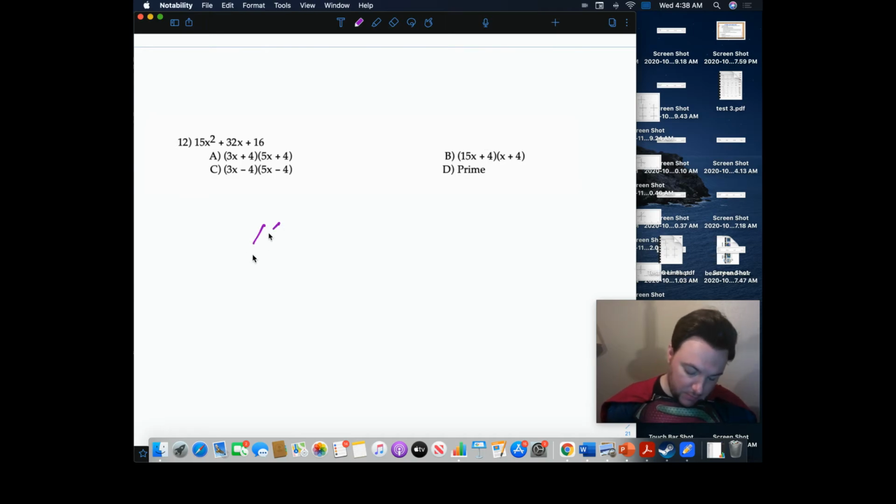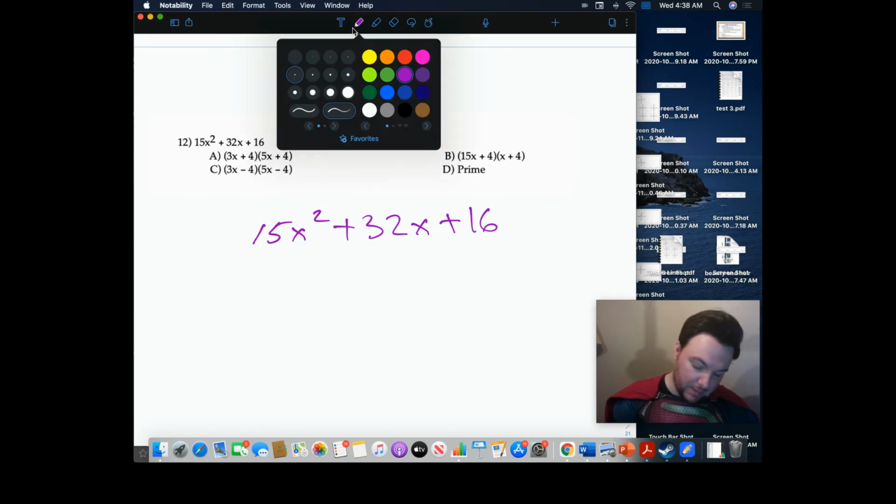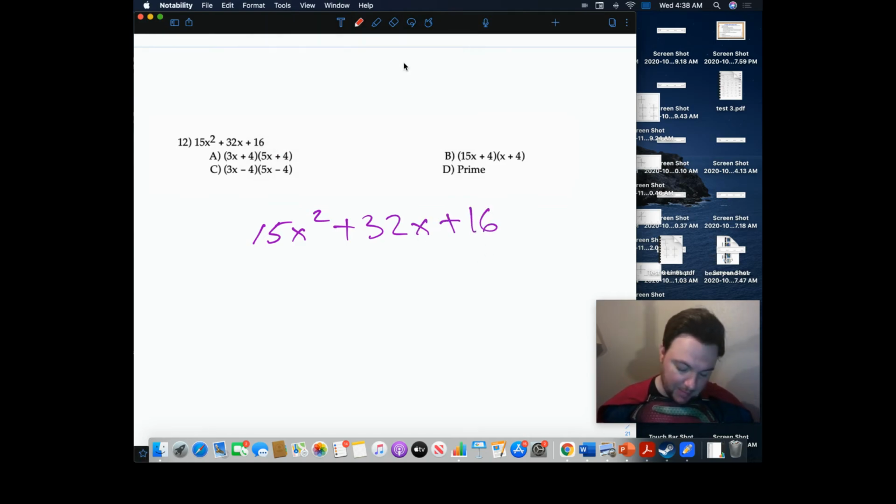So this one's more of the same. So 15x squared plus 32x plus 16. Don't get intimidated by the numbers. You're going to do the same thing. So we're looking at this and we're saying, hey, 15, 32, and 16. Can I factor some value out? So here it's not readily apparent what the GCF is. In other words, you can't sit there and say, oh, it's 15 because 32 doesn't go into 15.